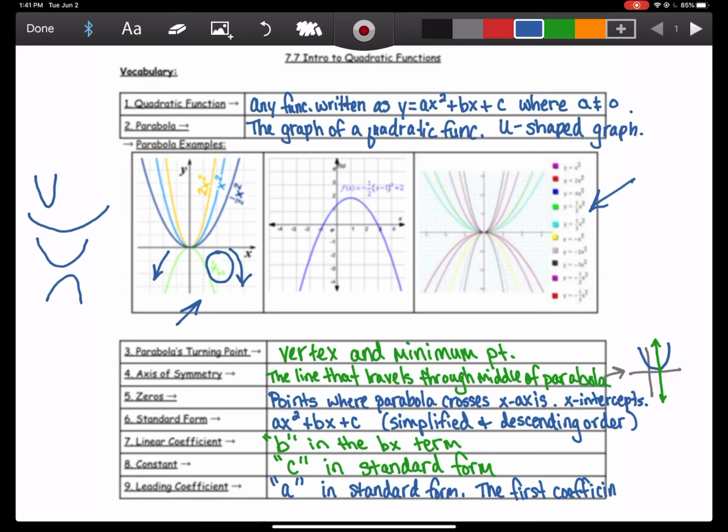Oh, geez, spelled it wrong. Coefficient in standard form. Okay, pause the video if you need it. I got to move on so I don't run out of time.